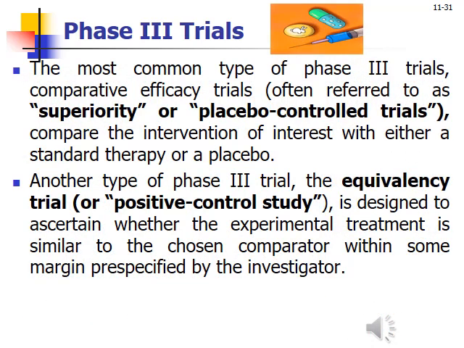The most common type of phase 3 trials, comparative efficacy trials, often referred to as superiority or placebo-controlled trials, compare the intervention of interest with either a standard therapy or a placebo. Another type of phase 3 trial, the equivalency trial or positive controlled study, is designed to ascertain whether the experimental treatment is similar to the chosen comparator within some margin pre-specified by the investigator.